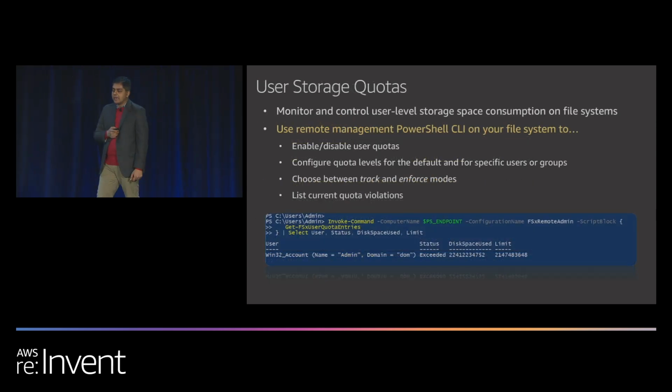Another aspect of cost effectiveness I'll touch on is user storage quotas. Administrators would often want to monitor and control individual user-level storage space consumption on their file systems. And with this feature, you can do things like configuring quota levels for an individual user or group. You can also choose between track and enforce mode. Basically, with track mode, you get to see which user is using how much storage space and where they are relative to their configured quota limits. You can also choose, by the way, to enforce the quota, where the users that are violating their quota, that are trying to use more storage space than their quota, will be denied further storage space consumption. And then you can also get a report of all the current quota violations across all of your users and groups.